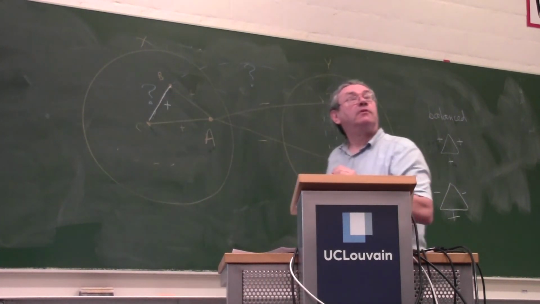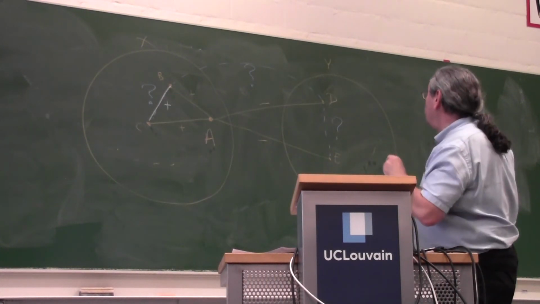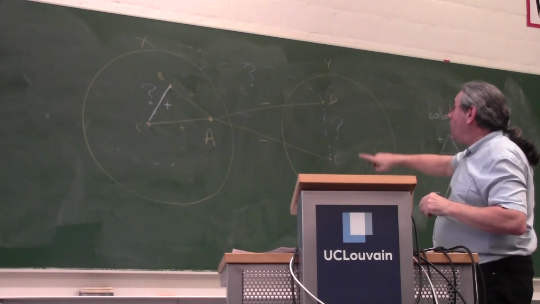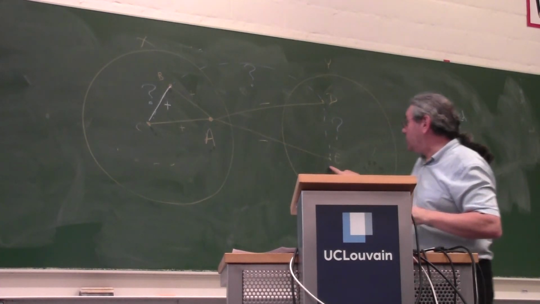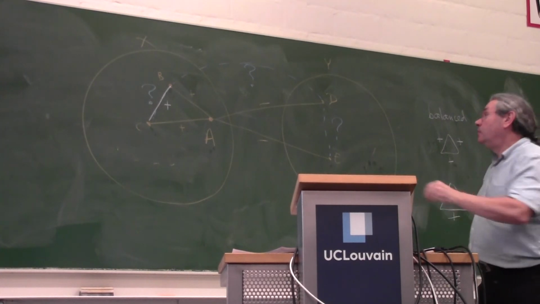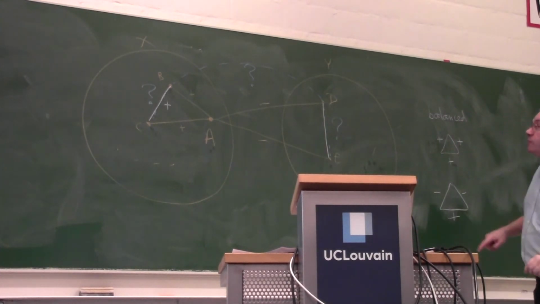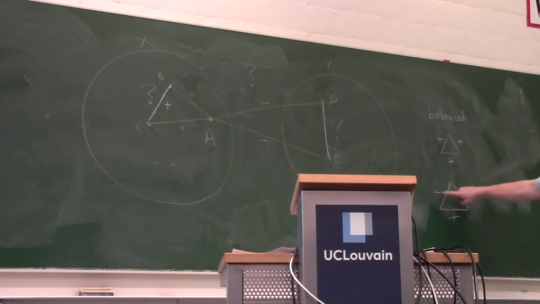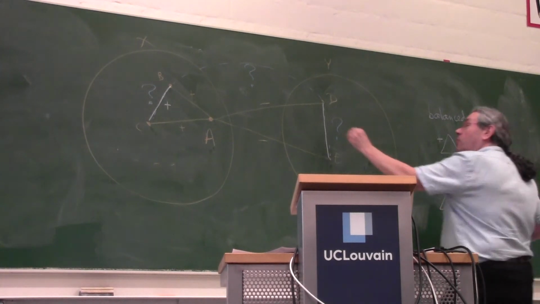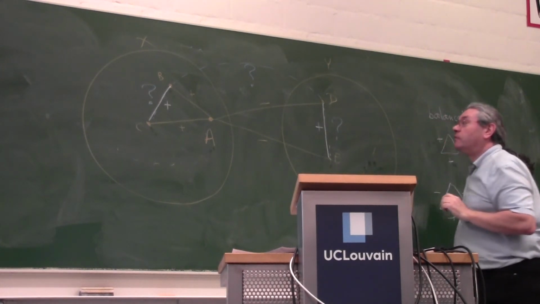Okay, let's take two nodes in Y. They are both enemies of A. That's the definition. So what about between them? Well, we have a triangle with two minuses, minus, minus. The only other possibility is a plus for the third edge. So it has to be a plus.